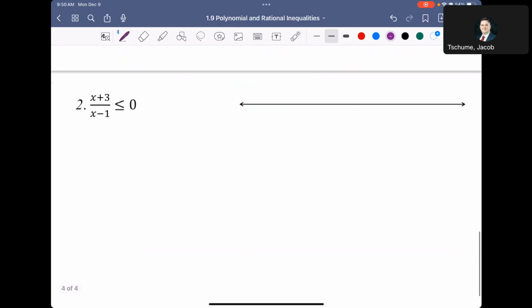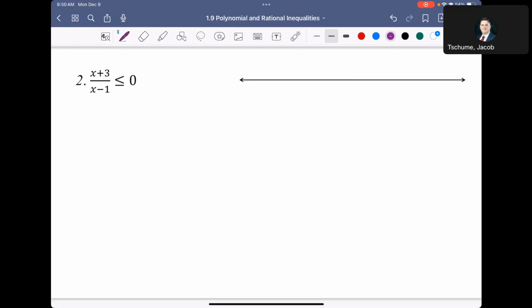The second kind of inequality in this section is called a rational inequality. And so as you can see in number 2, the difference is there's no factoring involved. Instead, you've got a fraction where there are x's in the top and there are x's in the bottom. So how would we go about solving a problem like this?